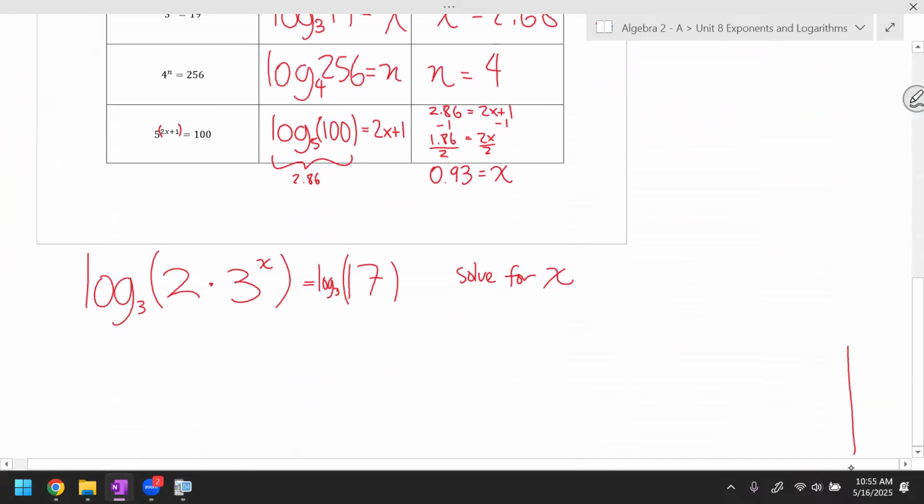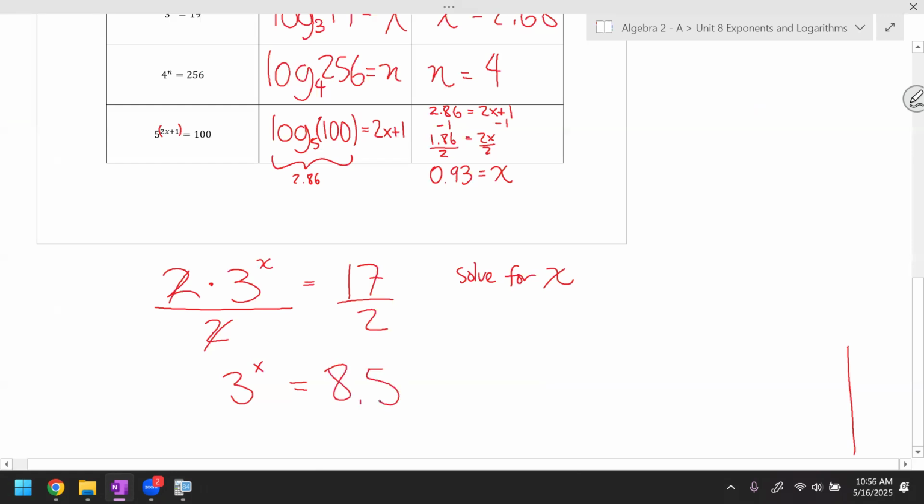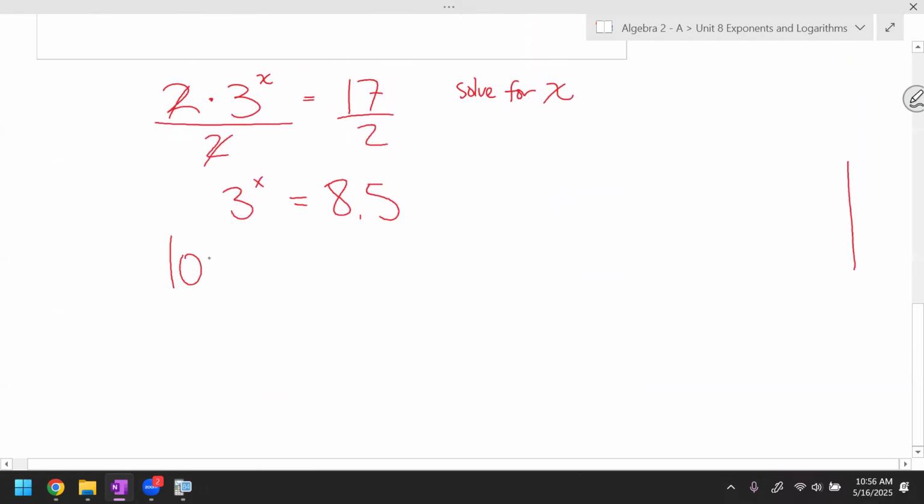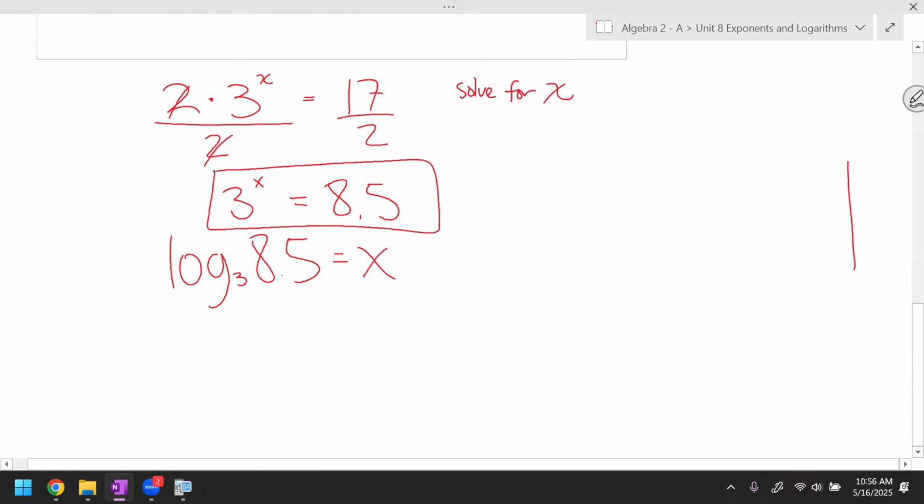So I'm not yet ready to take the logarithm. Instead, what I need to do is divide both sides by 2. Now I have 3 to the power of x on the left, and 17 divided by 2 is 8.5. Okay, now I'm ready to try my logarithm conversion. I can now do log base 3 of 8.5 equals x. So only when I have something to the power equals something am I ready to convert.